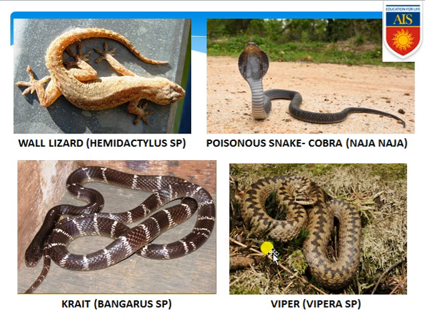And this is the Vipera or viper, Russell's viper, reticulated viper. All these kinds of snakes come within this category, the viper category. Vipera sp is the scientific name.